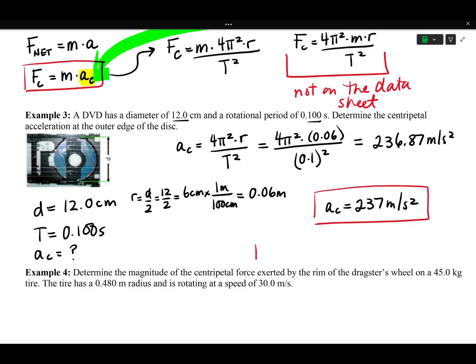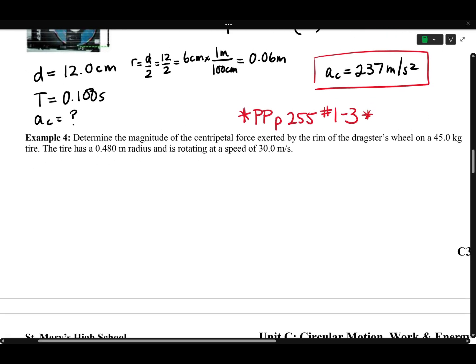Okay, I'm going to give you the practice problems, but we're not going to stop just yet. If you want some practice problems like example number 3, you're going to take a look at page 255, and you're going to answer 1 to 3. We'll give you a second to do that in a moment.